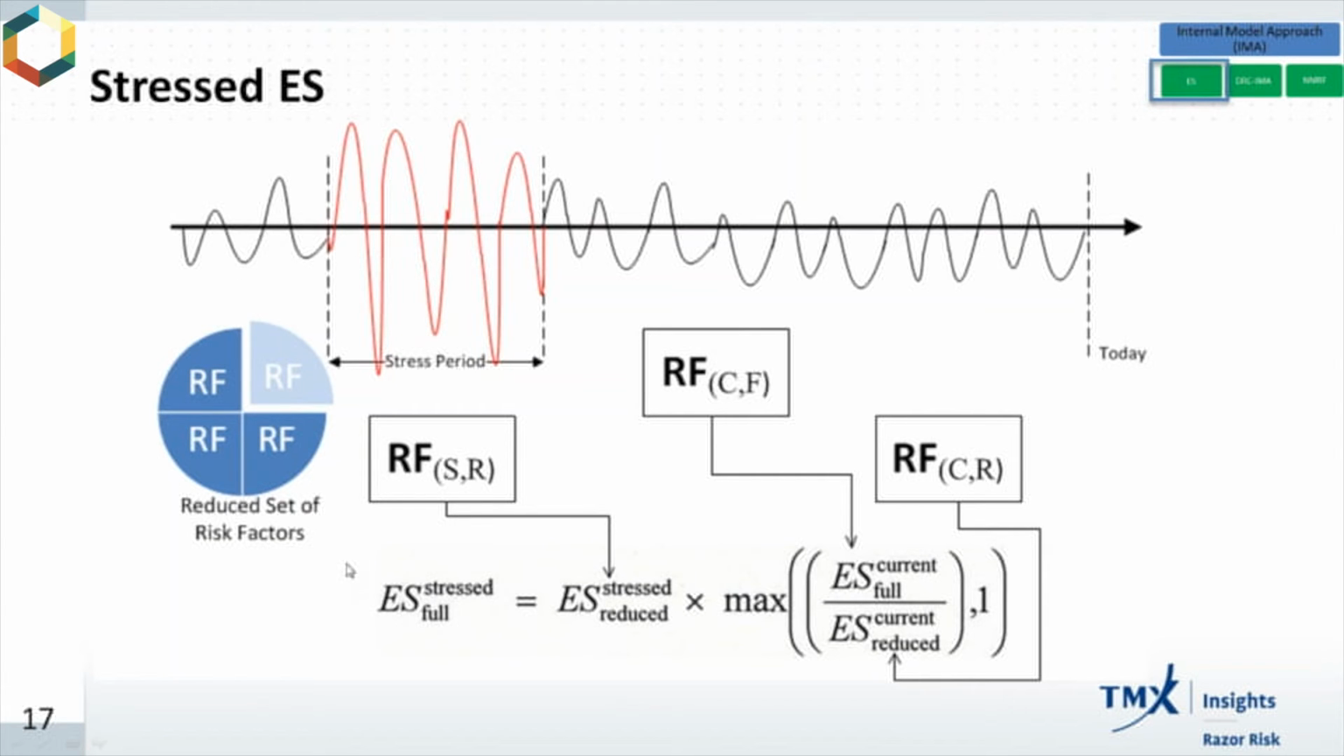So after that, it needs to calculate ES stress for the reduced set as the base ES. And then we scale up by the ratio of ES for the full risk factors for the current period divided by ES for the reduced factors at the current period. And this ratio is floored at 1. So as we can see, we have 3 ES involved here: ES stress reduced, ES current full, and ES current reduced. So this is the stress ES.